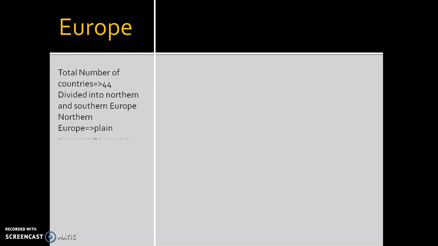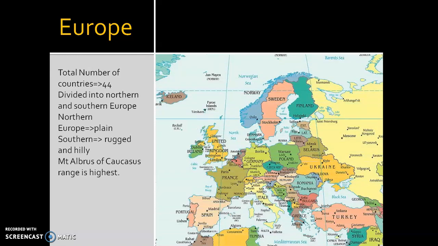Now we are looking at the continent of Europe. So once again, here there is a map of Europe. Not this part, but this part of the map. Again, Turkey falls within both the continents. So this is roughly the map of Europe. You see, the total number of countries in Europe is 44. Do you remember what was the total number of countries in Asia? Try remembering. The total number of countries in Europe is 44.